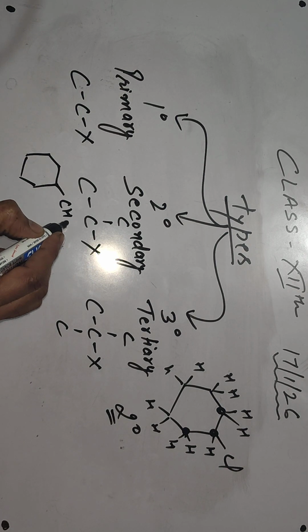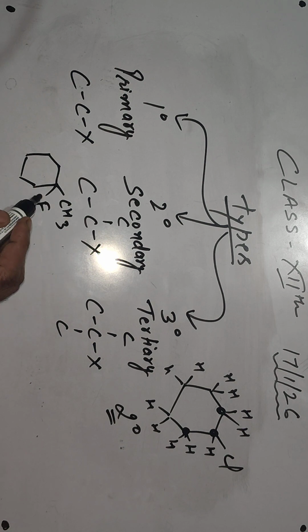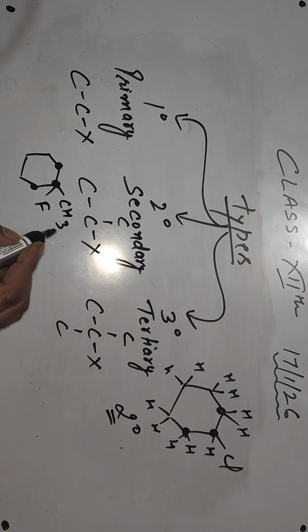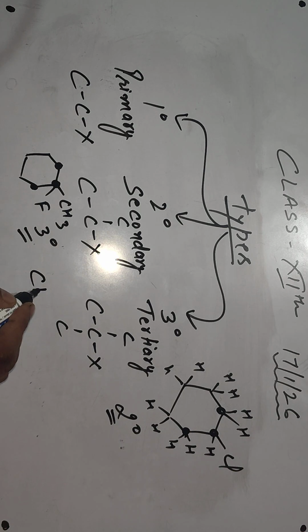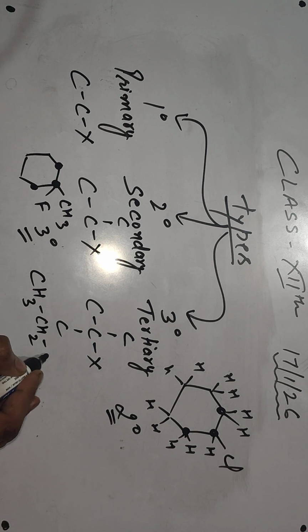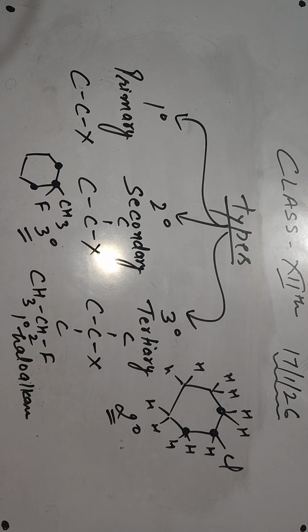Similarly, if I have this case, check this. This fluorine is connected to this carbon which is further connected to 1, 2, 3 carbons. So the degree of this haloalkane will be 3 degree. If I talk about this one, easily we can find the fluorine is connected to this carbon which is further connected to the single carbon. It is 1 degree haloalkane. So in this fashion we can find out degrees of haloalkane.